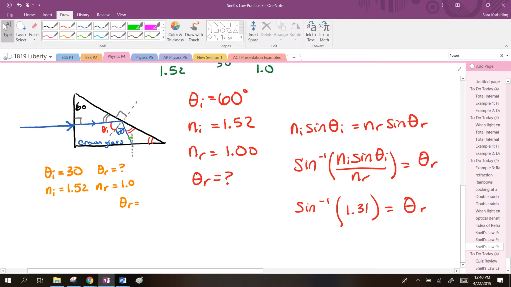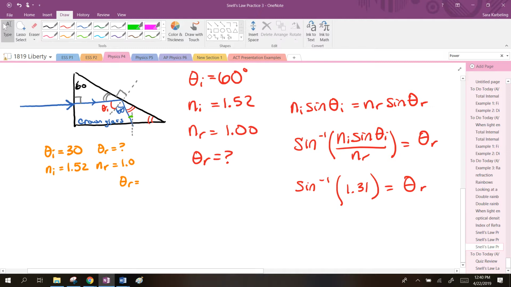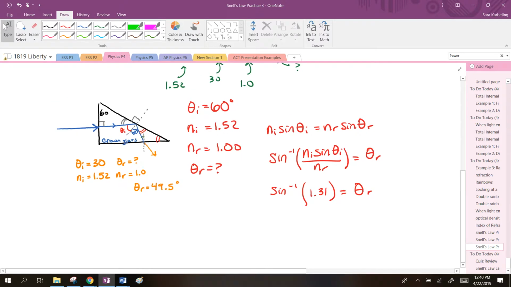I don't remember. I don't think I wrote it down before. You guys wrote it down though. What was it? 49? 49.5-ish? Yeah. So it's going to come out like this. So this is kind of fun, I think. I think it's kind of cool because then the light, we know, comes in this way. It reflects, and then it refracts. Look at that. Total internal reflection and refraction all in the same problem.